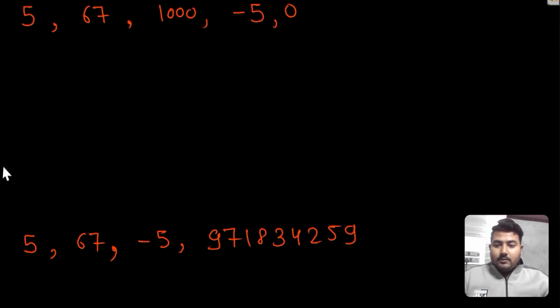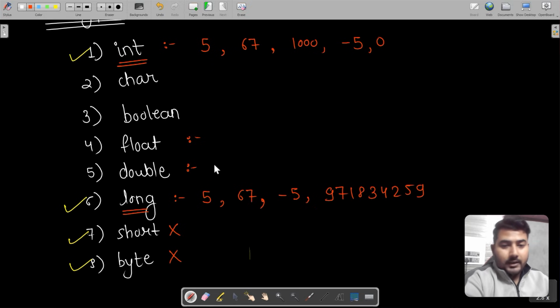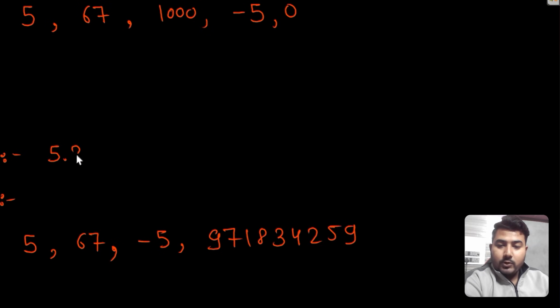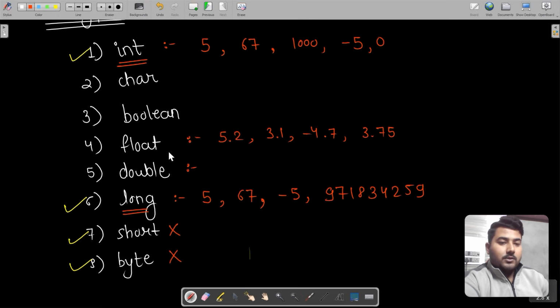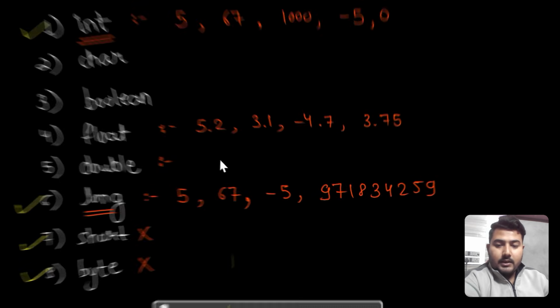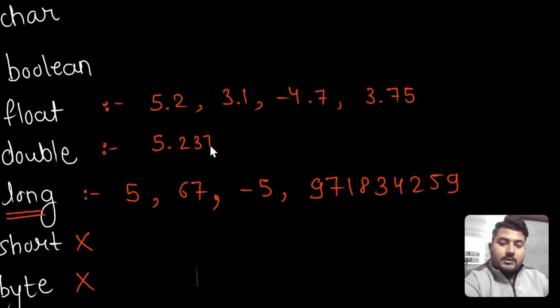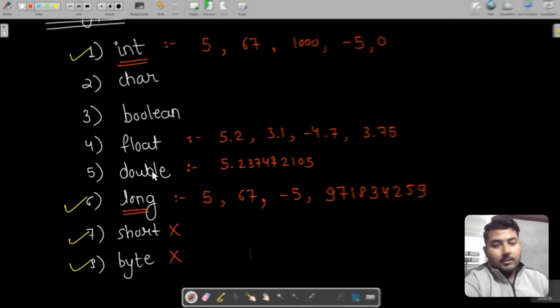Now, same as that, we have float and double, which are responsible for storing decimal values. That means I can say 5.2, -4.7, 3.75. These kinds of decimal values can be stored inside float. Then what is the difference between float and double? It's actually a difference of precision. Double can store 5.2377105, but that cannot be stored inside float. That is the difference between double and float.